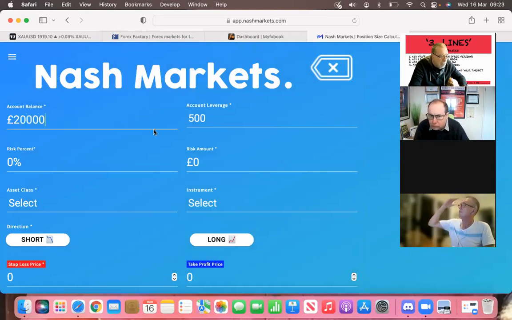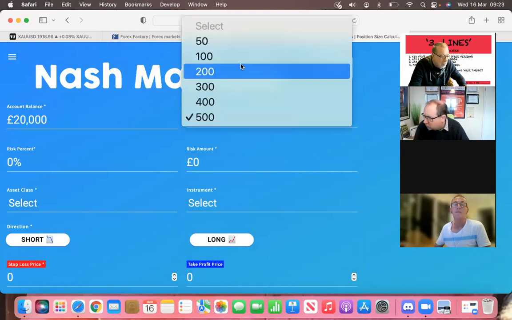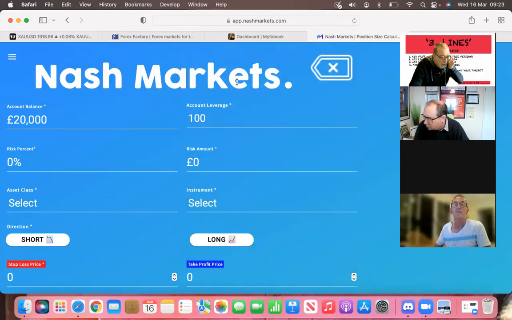So I'm now working in pounds, and let's say I've got a £20,000 account balance, and my leverage, and this is the other useful thing about it. Check on your MT4 or whatever platform you're using what your leverage is with your broker, and you can alter this. My leverage is 100 to 1. And this is what I like about this calculator: you can change all the variables. If you put in 0.5%, it tells you that means you're going to be risking £100. You could have done it the other way around and entered £100 and it would tell you it was 0.5%.